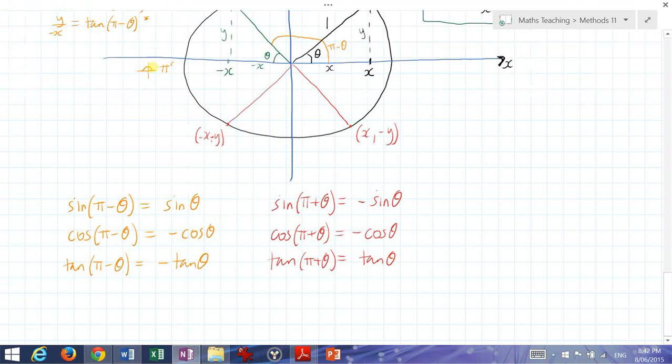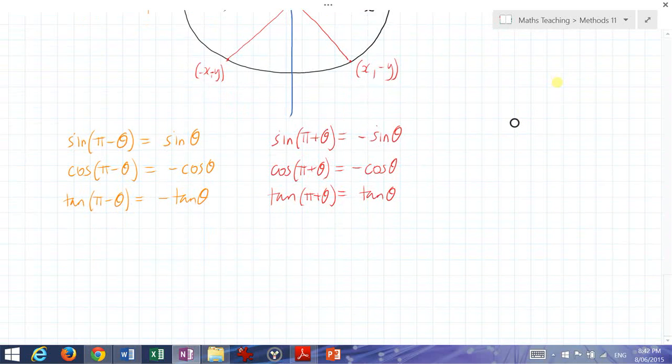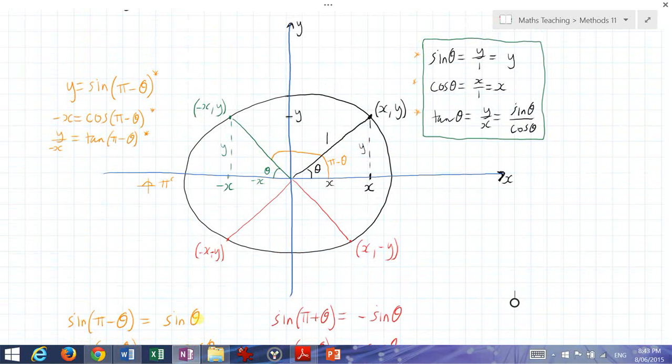And what are the quadrants that we're in? Over here, pi minus theta, we can see is in the second quadrant. So let's label the quadrants. That's the second quadrant. That's the first quadrant.